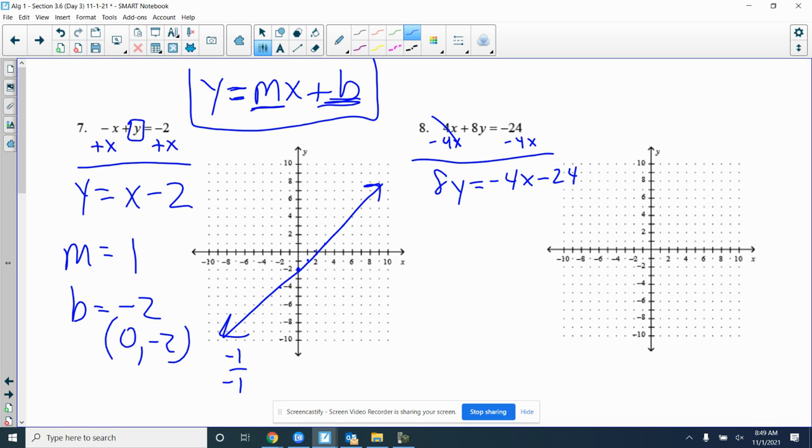What's attached to the y? An 8. By what operation? Multiplication. So what do I need to do? Now, guys, we've worked on this. Everything gets divided by 8. Okay? Cancel. All right. Guys, what's -4/8 reduced? Negative what? -1/2. Okay, what's -24 divided by 8, Rylan?